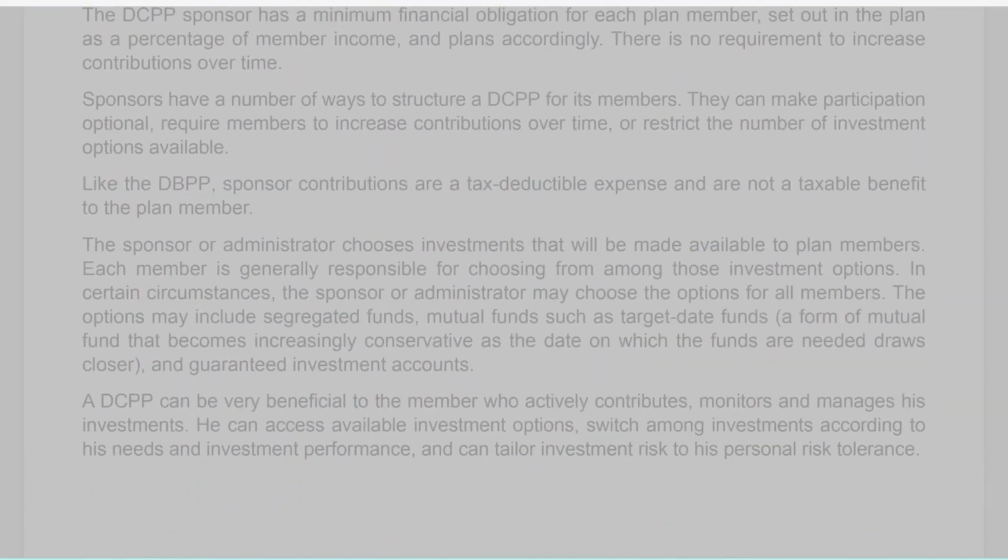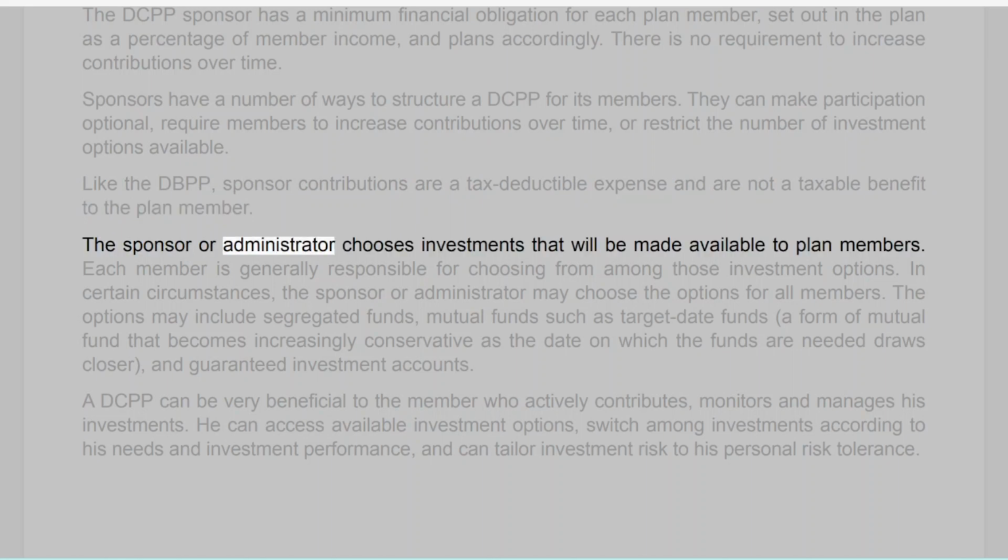The DCPP sponsor has a minimum financial obligation for each plan member, set out in the plan as a percentage of member income, and plans accordingly. There is no requirement to increase contributions over time. Sponsors have a number of ways to structure a DCPP for its members. They can make participation optional, require members to increase contributions over time, or restrict the number of investment options available. Like the DBPP, sponsor contributions are a tax-deductible expense and are not a taxable benefit to the plan member.